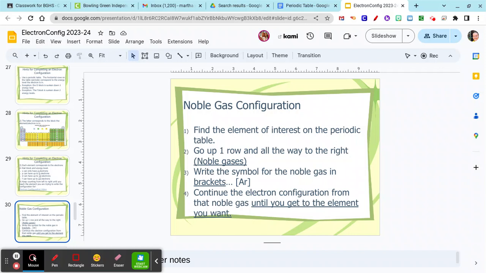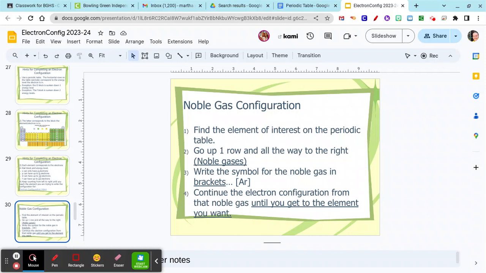Then you're going to continue from that element until you get to the element that you want using normal configuration, like 1s2, 2s2, that kind of thing. The reason that we do this is that when you put the noble gas in brackets, you're telling the reader that you understand what the configuration is up to that element, but you're not going to write it, which is why it's abbreviated. That prevents you from having to write 1s2, 2s2, 2p6 every single time. There's another reason that we do this also, and we will get to that in a minute.